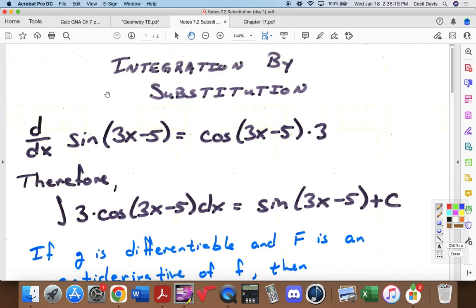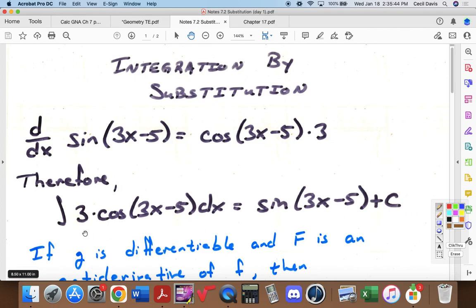Okay? The idea comes from the chain rule. Remember that if I have, for example, the derivative with respect to x of sine of 3x minus 5, that's cosine of 3x minus 5 times 3, right? So if I took the antiderivative of 3 times cosine of 3x minus 5, I would get sine of 3x minus 5 plus a constant.